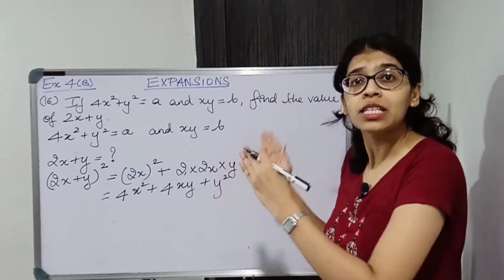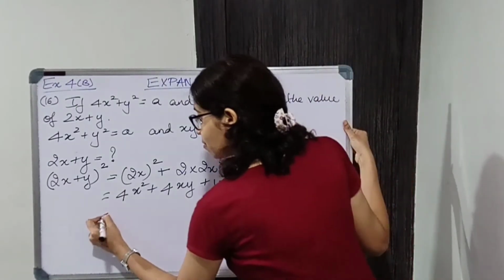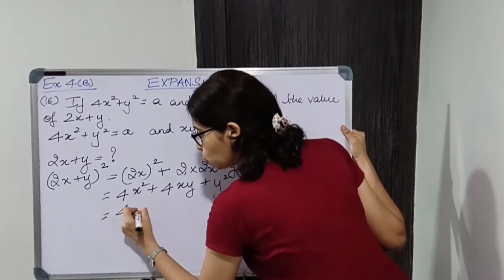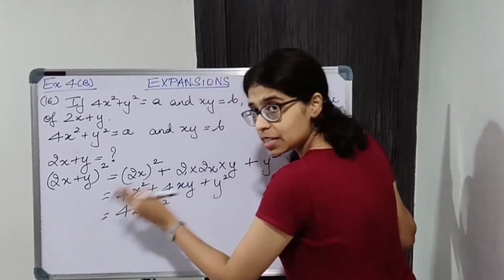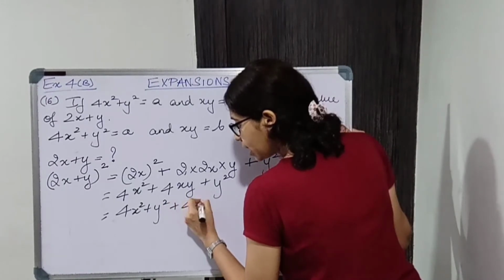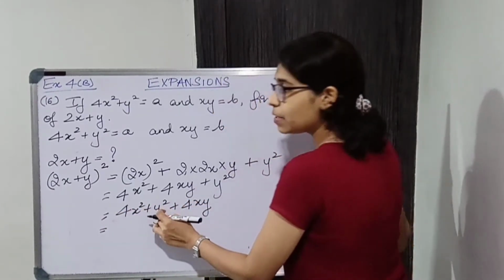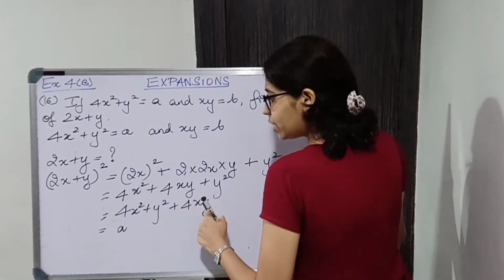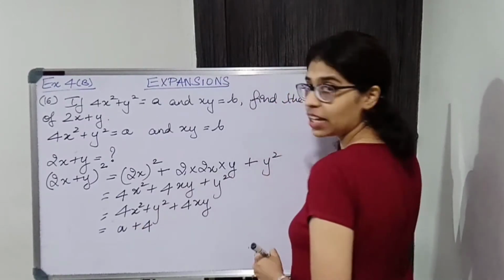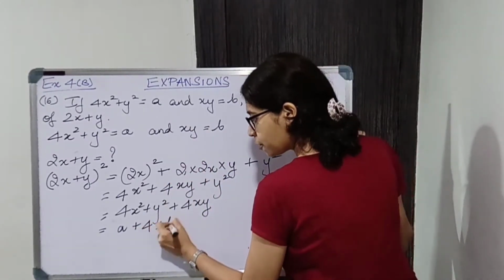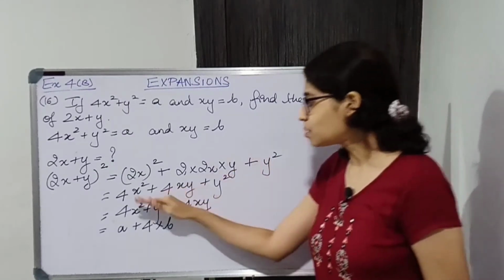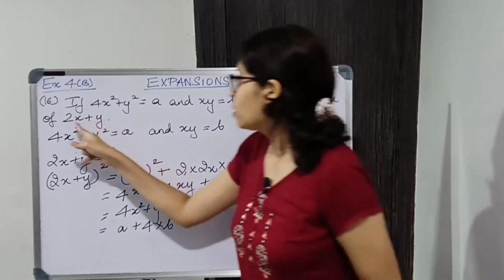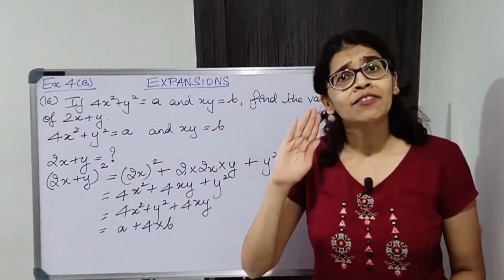So let us make the substitutions now. 4x² + y². I need to group this first. I'll group this, and in the next step I'll substitute the value. Plus 4xy. 4x² + y² is nothing but a. 4xy: I know the value of xy, so I'll substitute that: 4 into b. I'm just making substitutions over here. So what did we do? 2x + y we need to find, but can I find it directly?